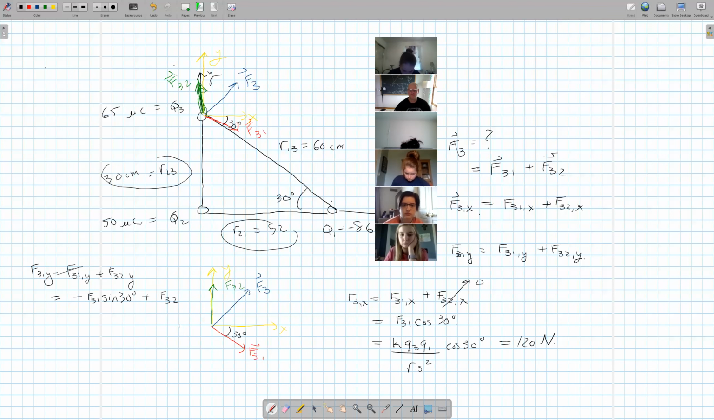Okay? So now what we want to do is use Coulomb's law here and here to rewrite these in terms of k's and q's and r's and all that good stuff. So this is going to be equal to negative k times q3 times q1 divided by r13 squared times sine of 30 degrees, plus k times q3 times q2 divided by r32 squared. Or r23. Either one, same thing.